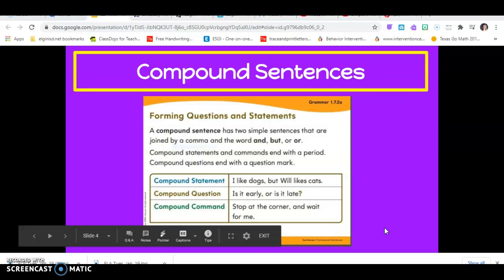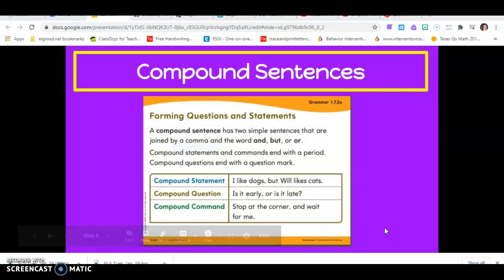So, if you are forming a compound sentence, it can be a question or a statement, you're going to put two simple sentences together that are joined by a comma and the word and, but, or. Yes, the video showed us some other words we can use, but we're going to use those three for right now. And, but, or. Compound statements and commands end with a period. Compound questions end with a question mark.